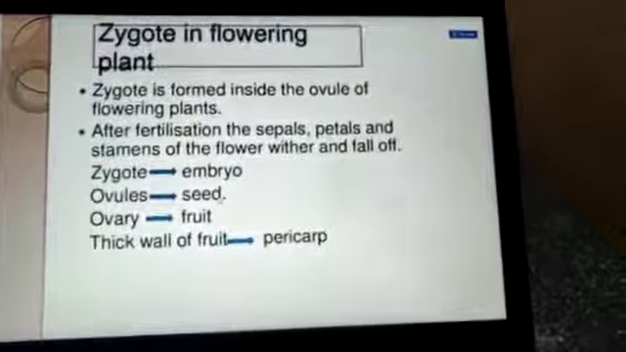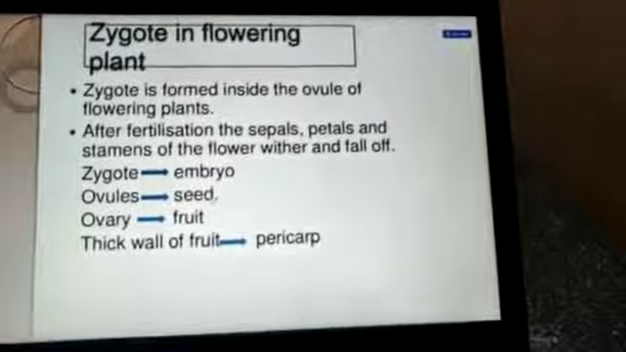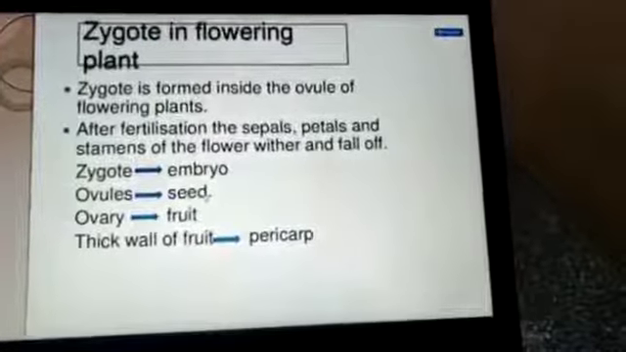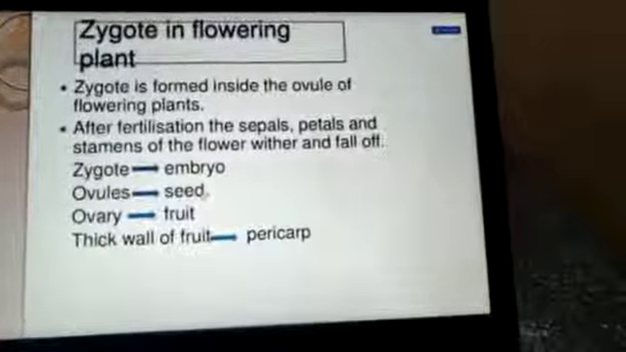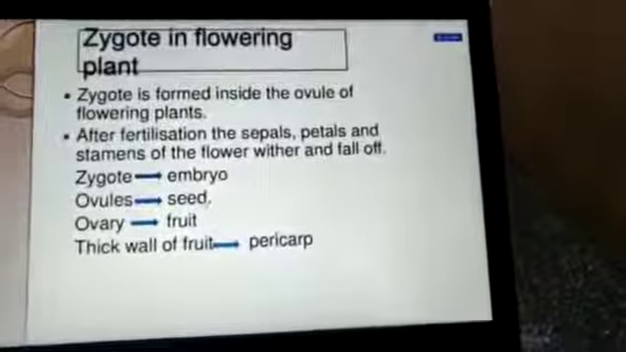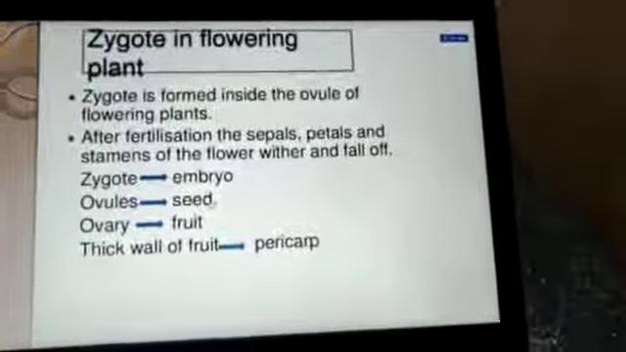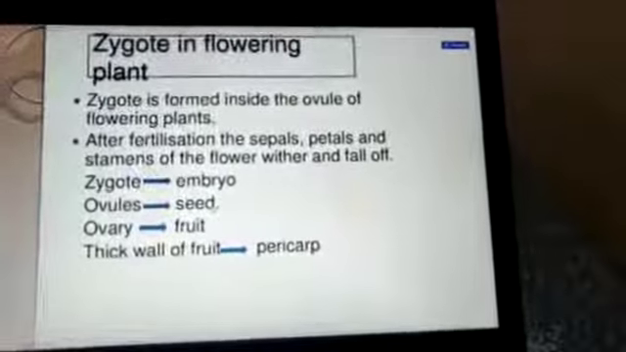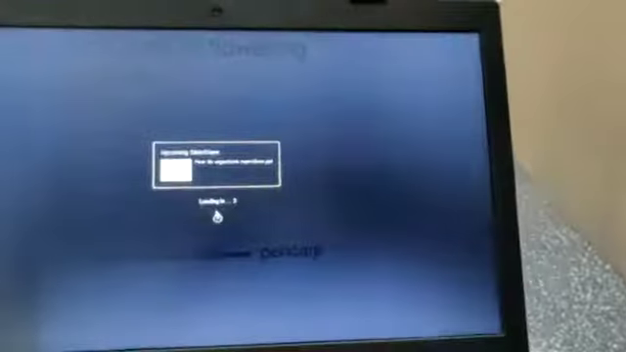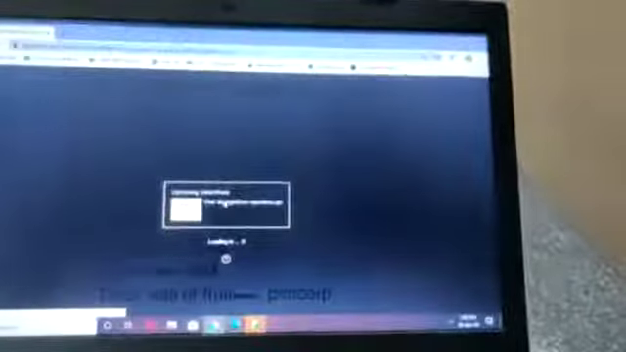The zygote is formed inside the ovule of a flowering plant after fertilization. Sepals, petals, and stamens of the flower wither or fall off. The zygote changes into an embryo, ovules into seeds, ovary into fruit, and the thick ovary wall into the fruit wall. We already studied this fertilization process in plants. Now children, recall these things very nicely, and we will come up with the next video.